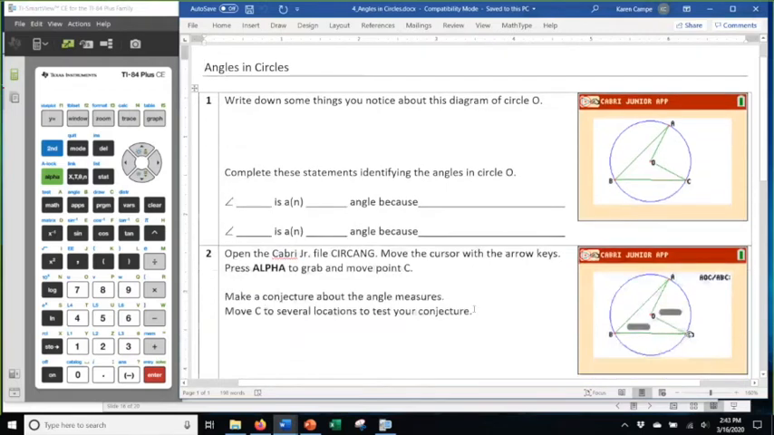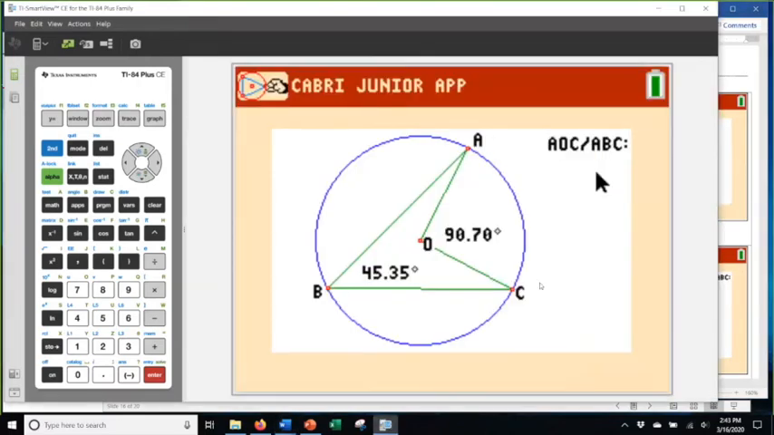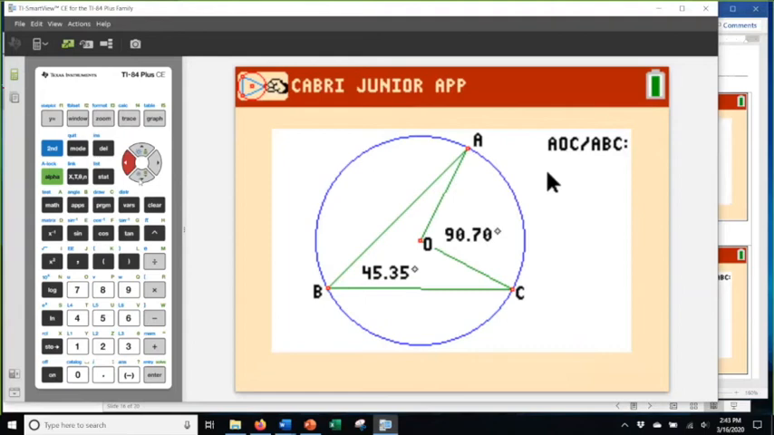So what we're going to do is the lab sheet points students to move the cursor around and grab and move a particular point. Make a conjecture, move C to several locations to test your conjecture. So what we're going to do in File here, you use the arrow keys to move your cursor.